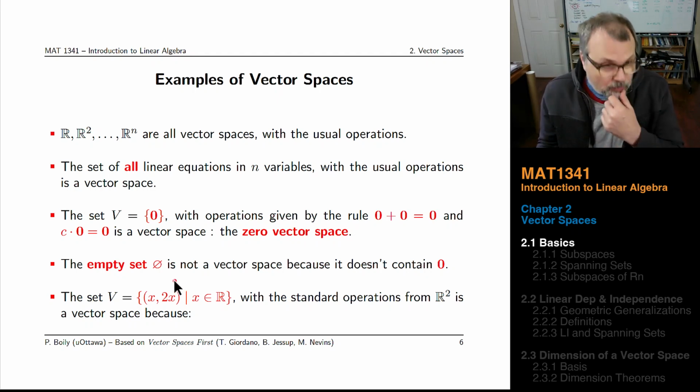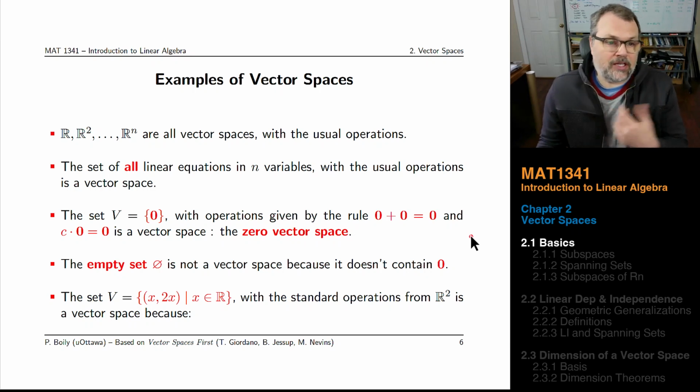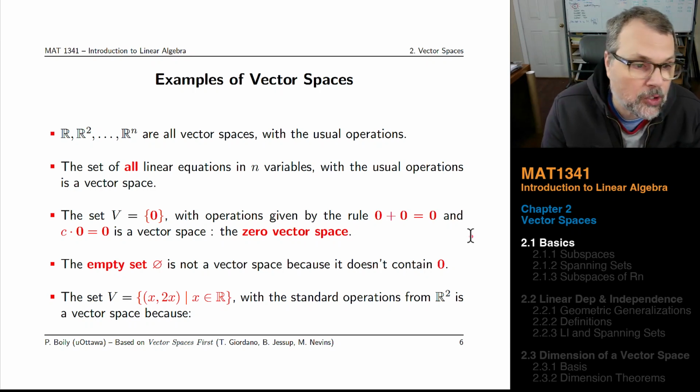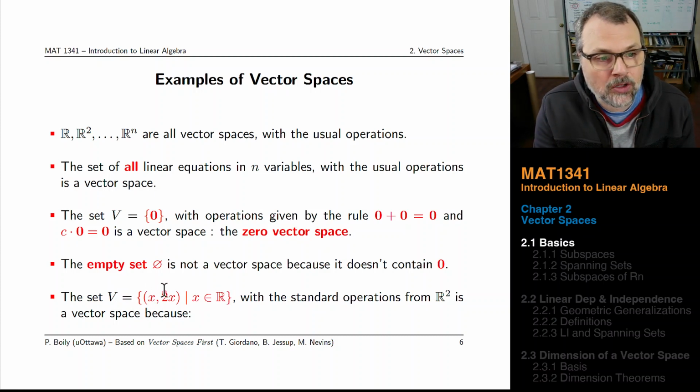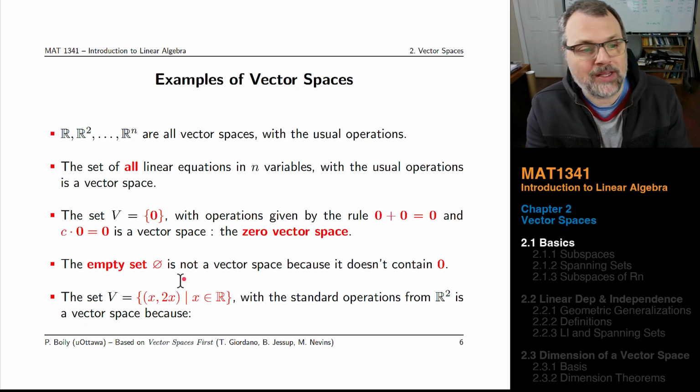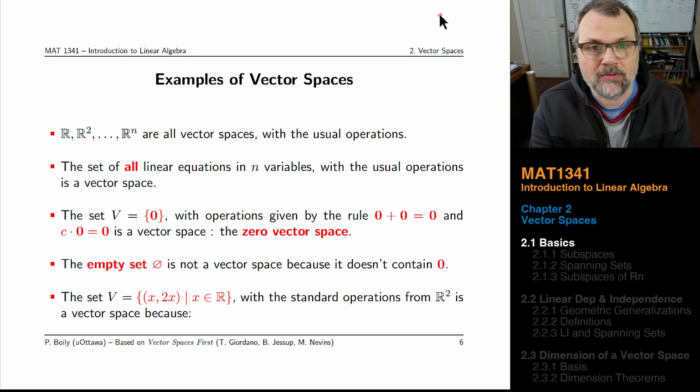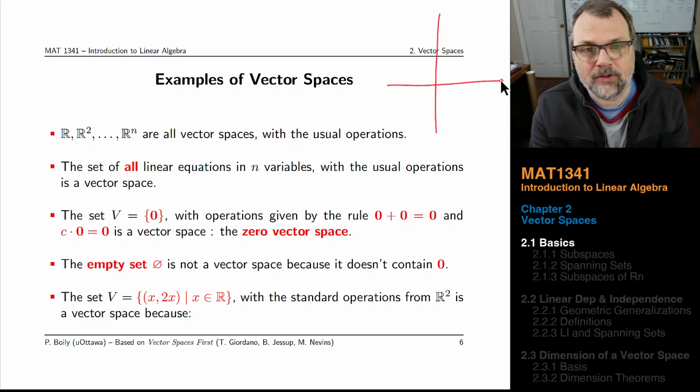Here's an example which is perhaps less trivial than everything else we've seen so far. So I'm going to look at a subset of R2. If I look at V here, it is the set of all two vectors, so there's two components, that has the first coordinate be half of the second coordinate. Let me trace the graph of what that would look like.